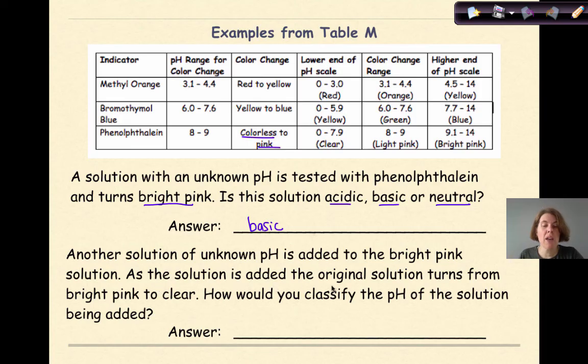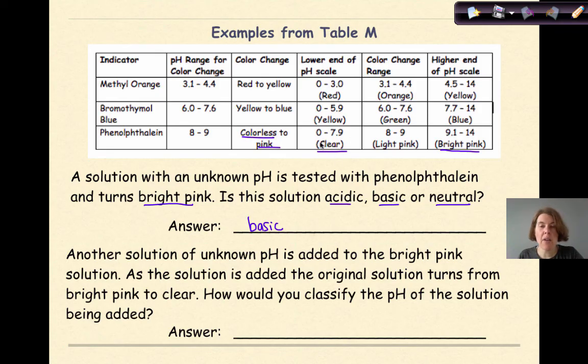Another solution of unknown pH is added to the bright pink solution. As the solution is added, the original solution turns from bright pink to clear. How would you classify the pH of the solution being added? So we're starting out with a basic solution where it's bright pink. We're adding another solution, which is making the current solution turn clear. The clear color range is from 0 to 7.9 in terms of pH.